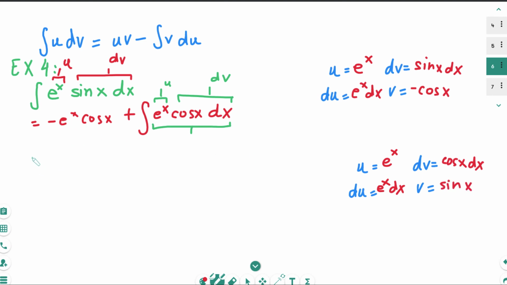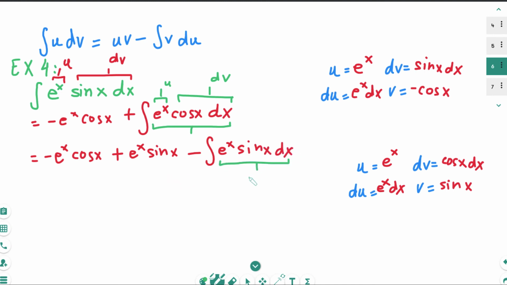Keeping this first term as it is because it's coming from the original integral. So negative e to the x cosine x plus uv, the product of e to the x sine x, minus the integral of v du, which is the integral of e to the x sine x dx. What do we see here? This is actually the integral that we started with, e to the x sine x. So all this process of integration by parts twice, is it any useful?